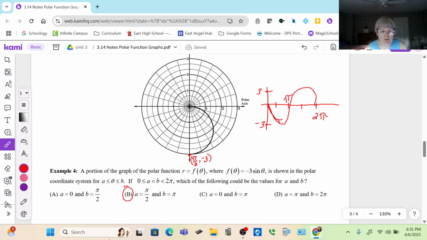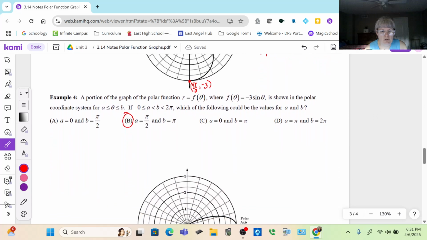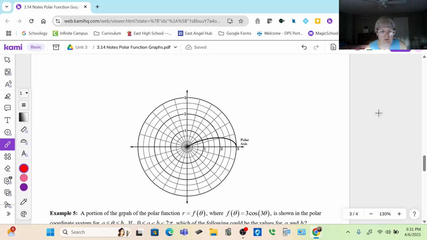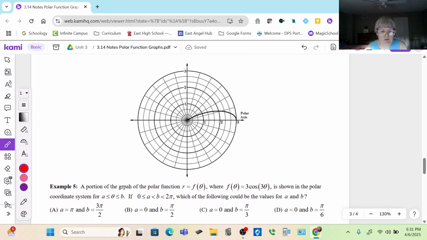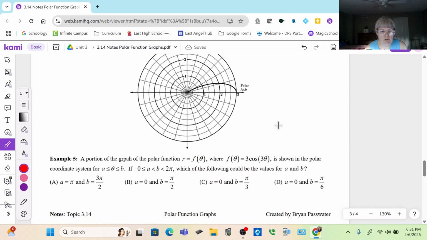And this does take some practice. This does take some getting used to, thinking about how these graphs will work. Number 5, we're given another portion of a graph. This one, however, has a different length for our period.